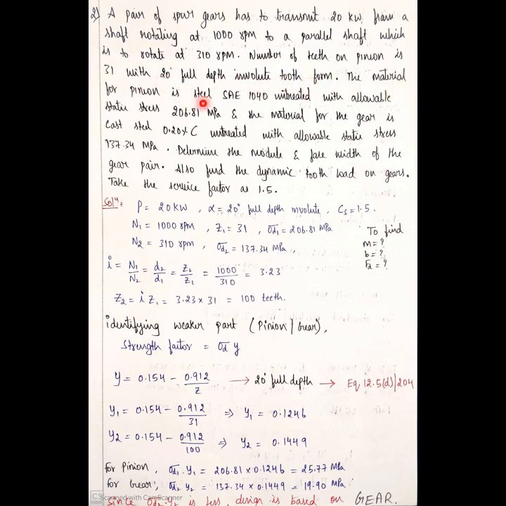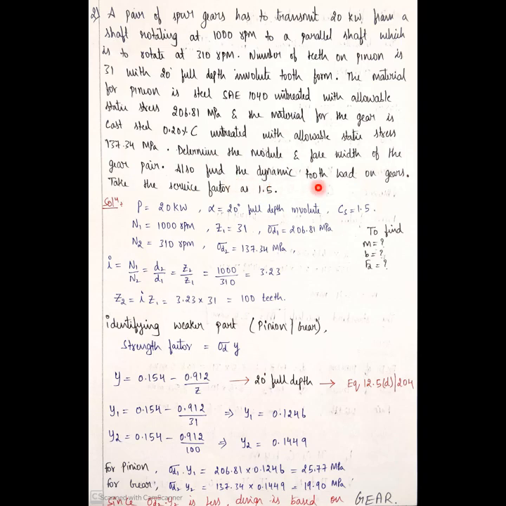The material for pinion is steel, he has given the material, SAE 1040 untreated with allowable static stress given. The material for gear is cast steel untreated with allowable static stress given. Sigma D. Determine the module and face width of the gear pair. Okay, a similar problem.